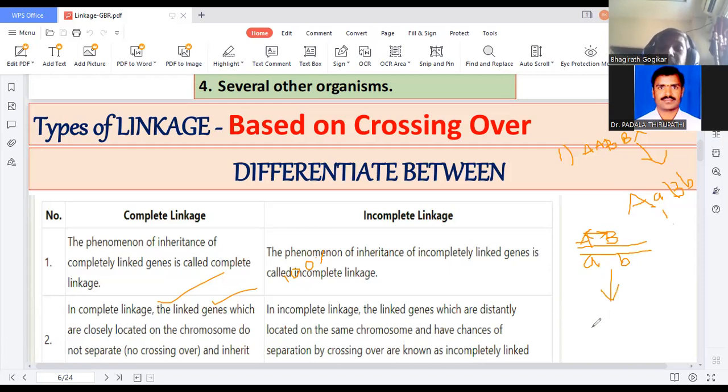Definitely, we are getting only two types of gametes: AB gamete and small ab gamete. Are you followed? By the union of these two gametes, we get only parental characters. There are no non-parental combinations in the complete linkage phenomenon. Is it clear?